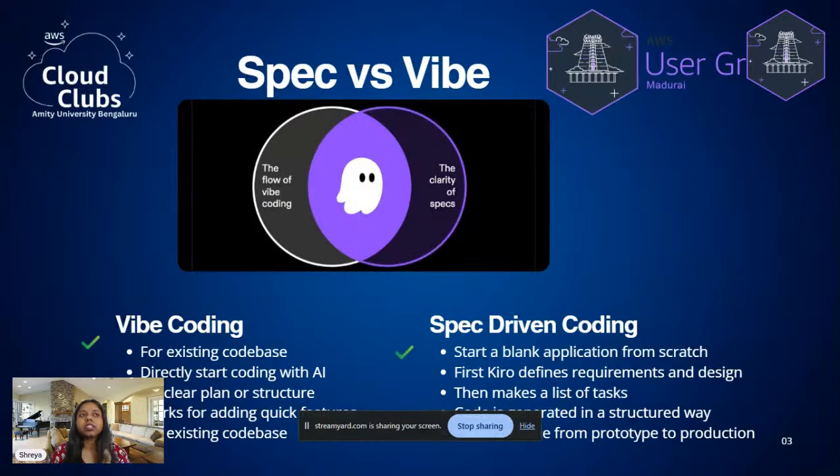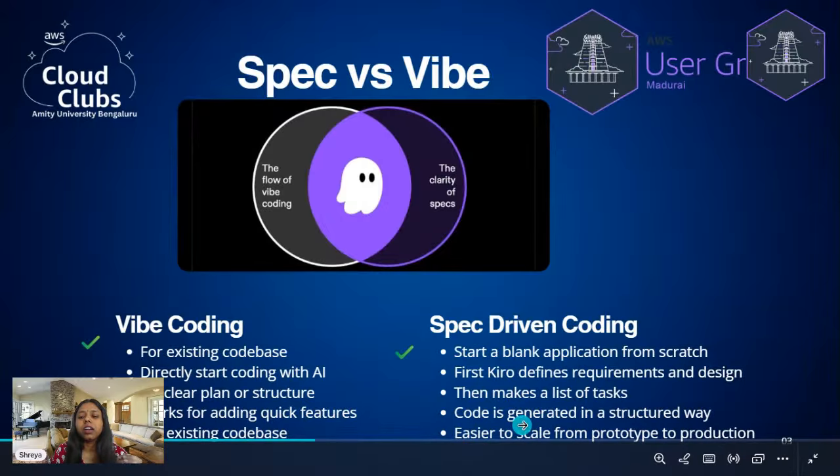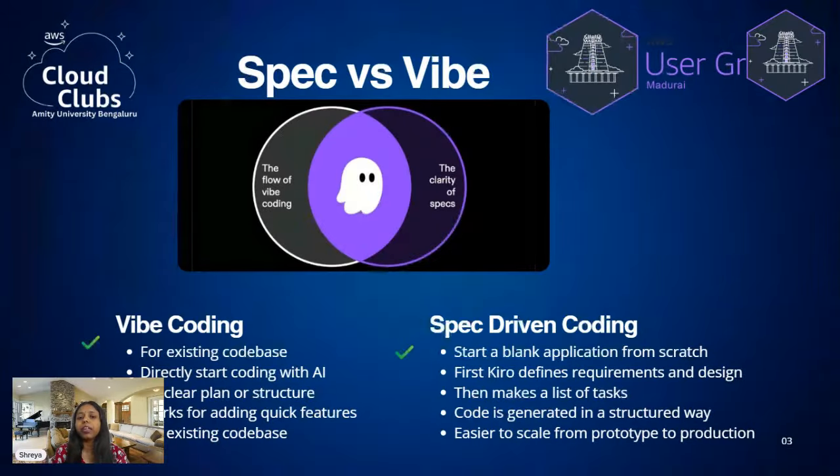Spec-driven coding is when you are starting an application from scratch. You don't have any code base, you just have an idea in your mind and you want to build it. So that is where you use spec-driven coding. It defines the requirements documentation, how your project design is going to be, and it breaks down your whole application into smaller tasks which you can complete part by part, and at the end your whole application is ready to use.